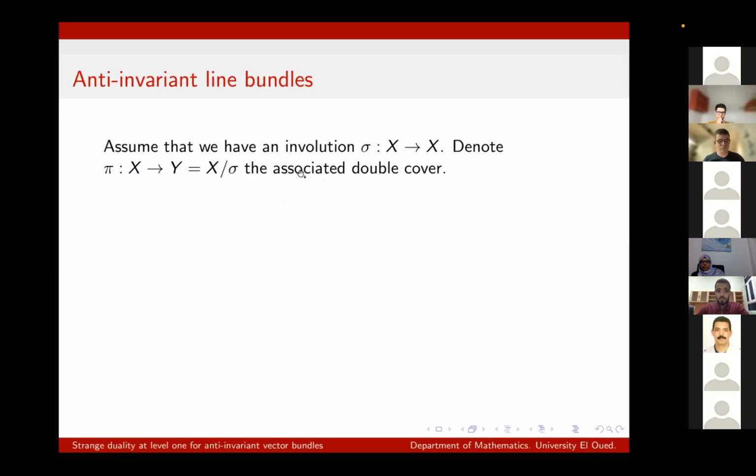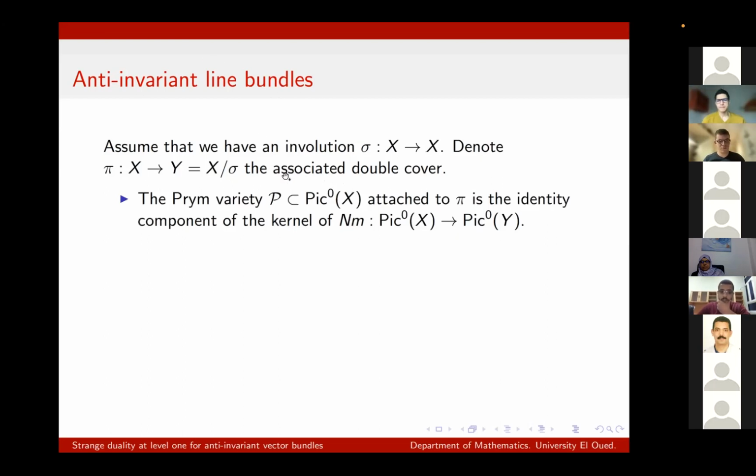There is an abelian variety classically attached to this setting called the Prym variety, which is a sub-abelian variety of the Picard group of X. It is defined as the connected component of the kernel of the norm map. So what is this map? The norm map can be defined, and the easiest way maybe to see it is using the Weil divisors.